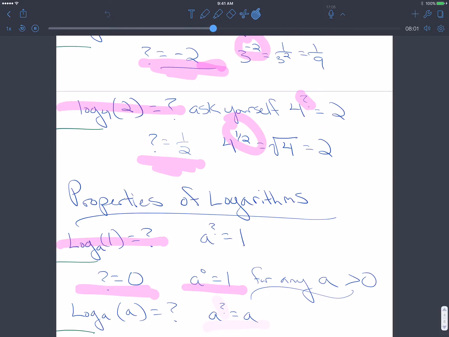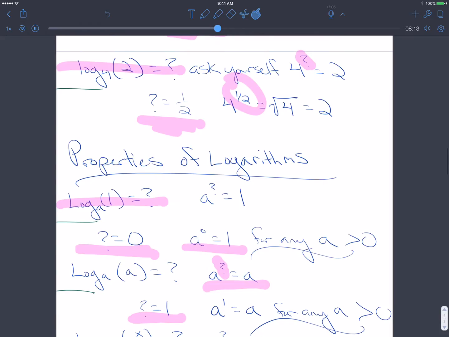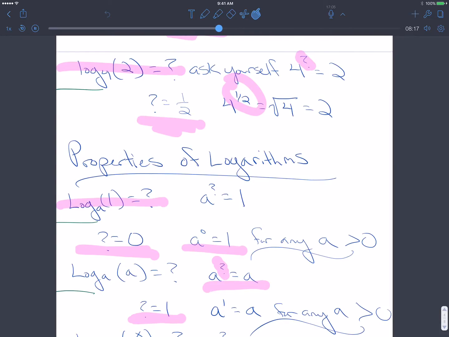So in that case, a to the what equals a? This one is a little bit more straightforward because you have an a and you have an a here, and the power, when there's no power listed, is a power of 1. So a to the question mark equal to a just means that the power in this case is going to be 1. So if you plug in the same number into the logarithm as its base, it's always going to give you a 1.